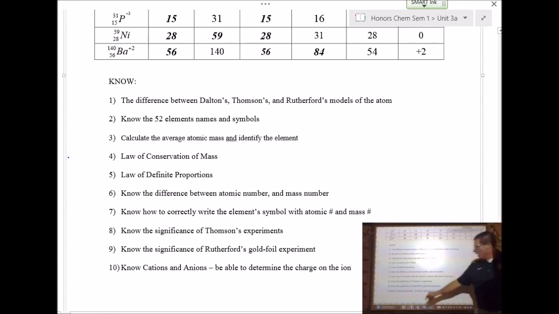Beautiful. All right. Make sure that you know cations, anions, and be able to determine the charge. Okay. Any other things that you can think of?